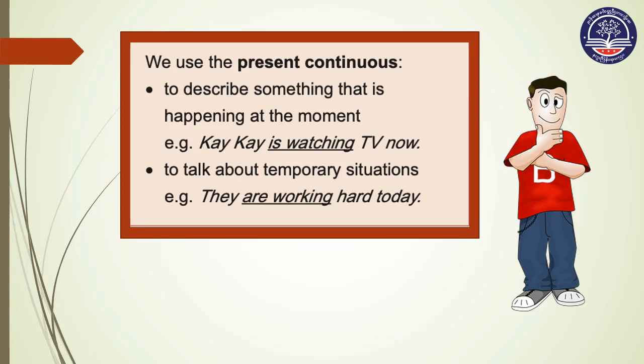For example, they are working hard today. So they are working hard today means only for today they're really working hard. Maybe yesterday they were not working very hard, okay? So remember that we use the present continuous when we want to talk about things that are happening at the moment. Like right now, KK is watching, right? Is watching. And also for temporary situations, things that are not permanent. They are working hard today, okay?